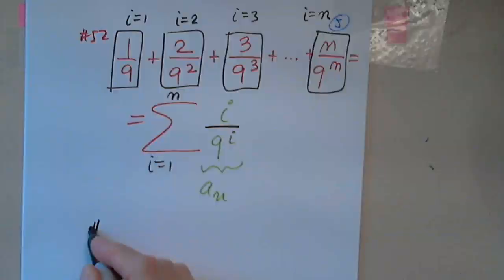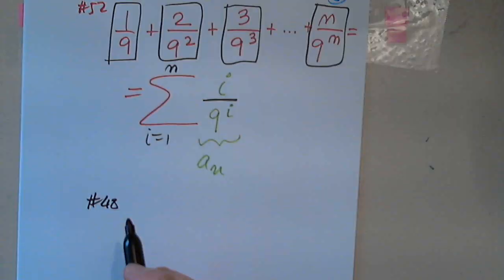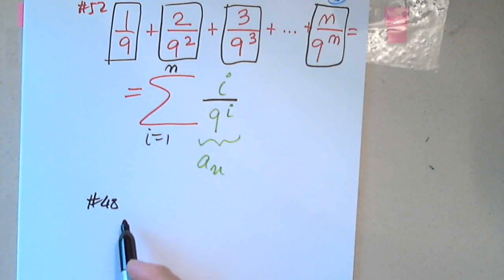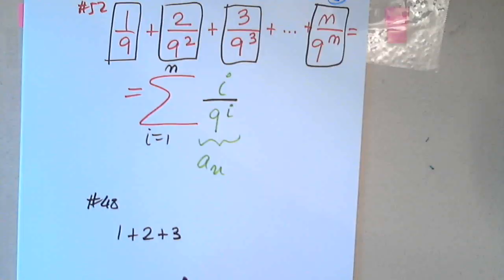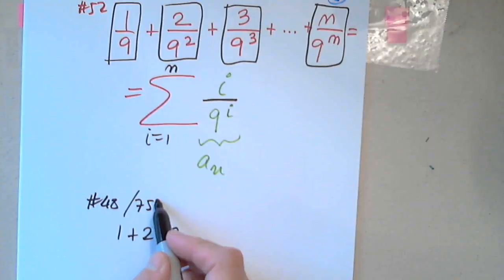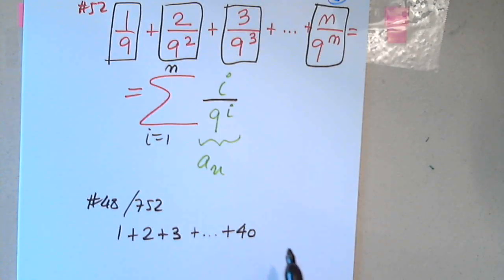Okay, let's look at 48. This is the last type of problem. No more. This is it. 48. Now we're practicing. Is that on the same page? Yes, they're all on 752, 753. Okay, thank you. Plus, plus 40. Again, they want us to write the summation notation for this.